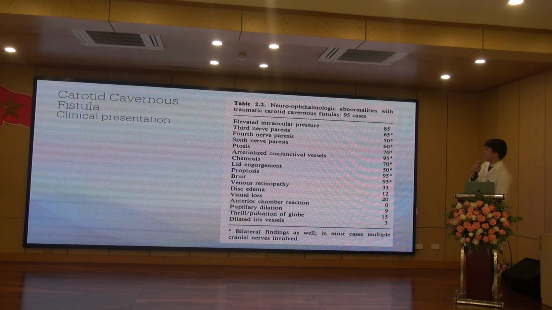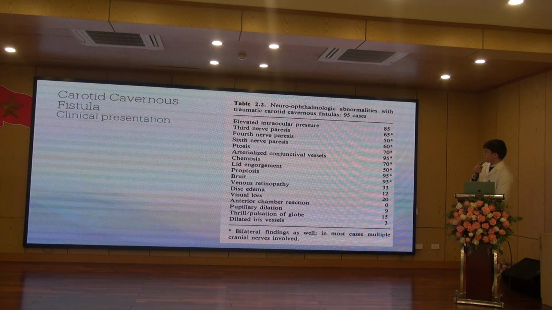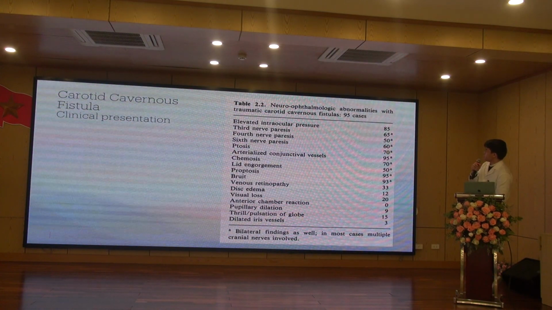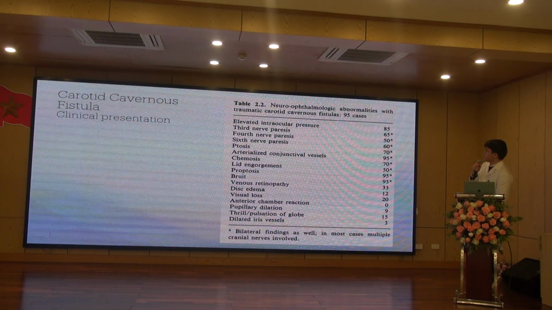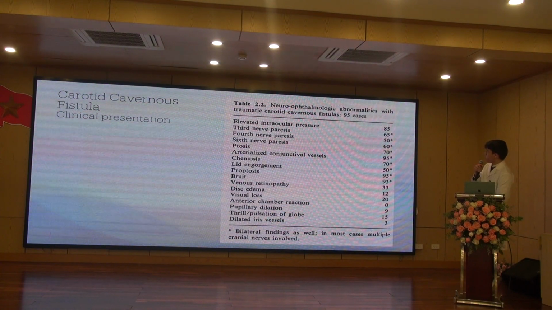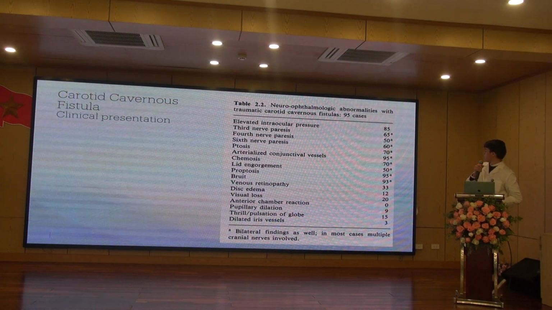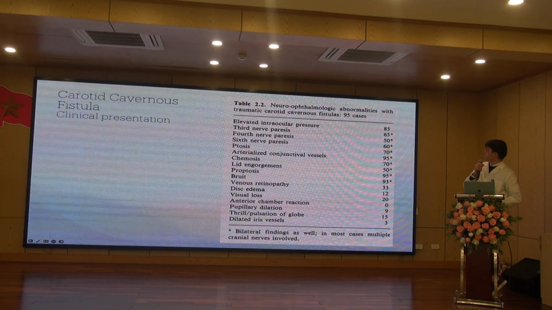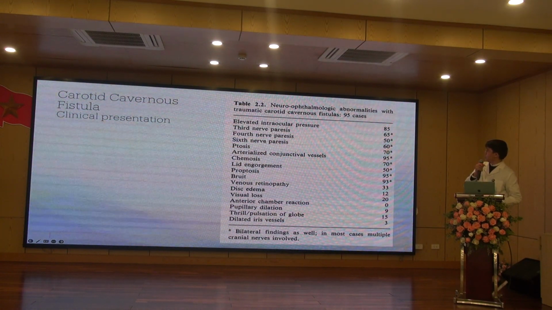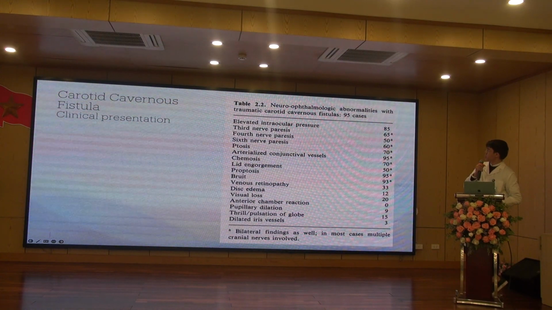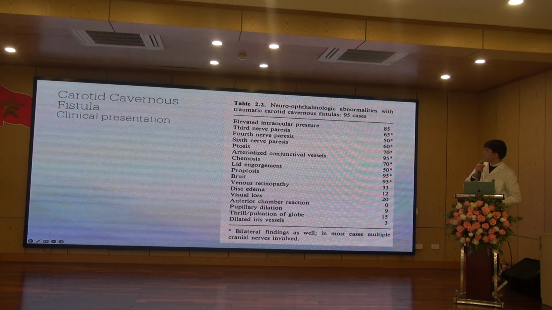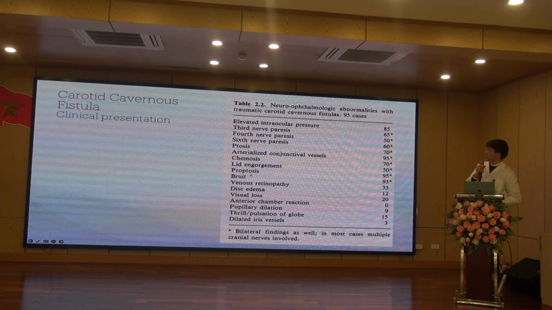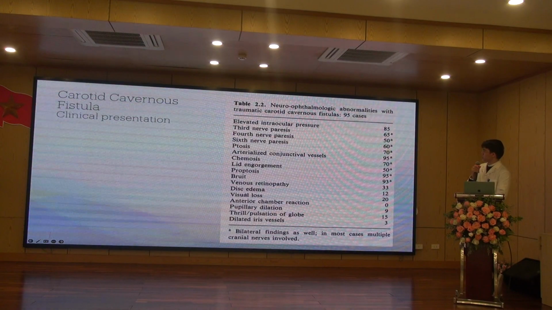This is the table that lists the most common neuro-ophthalmic signs of traumatic carotid cavernous fistula. You can see the high IOP is very common. After that are third and sixth nerve paralysis, chemosis, ptosis, bruit, and sometimes venous retinopathy.